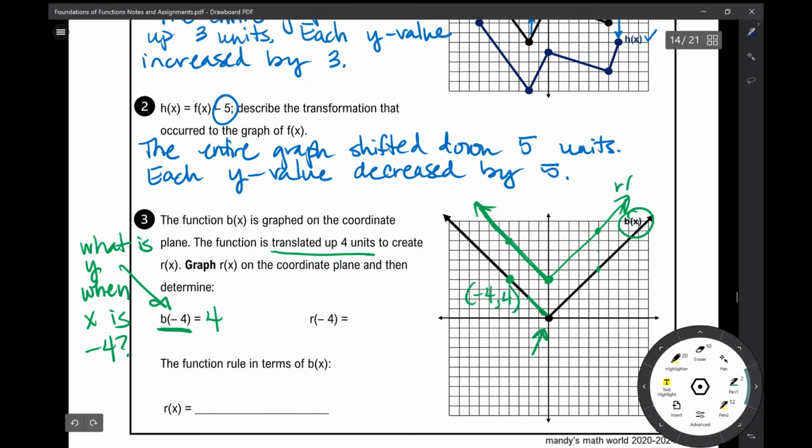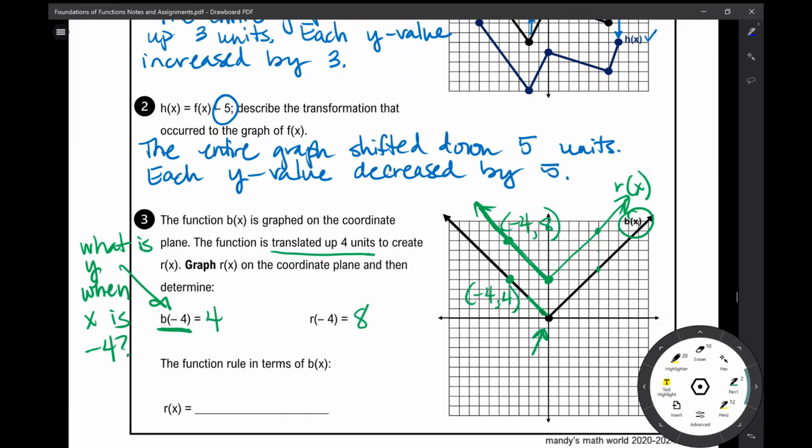What about r of negative 4? Well, that's this function over here that we graphed. That's our transformed function. When x is negative 4, our function is 1, 2, 3, it's way up here. It's at 8. (Negative 4, 8.) So r of negative 4 is actually 8.